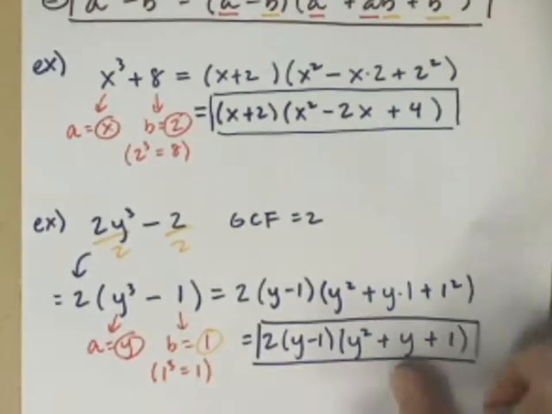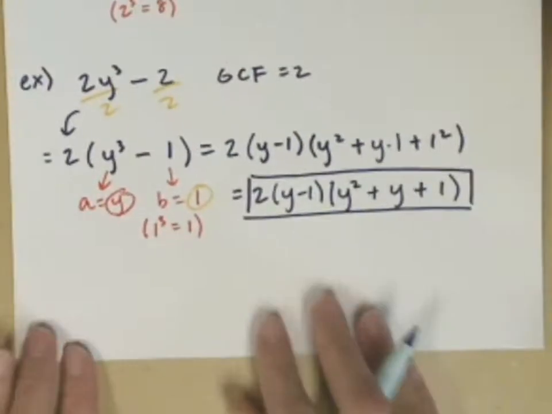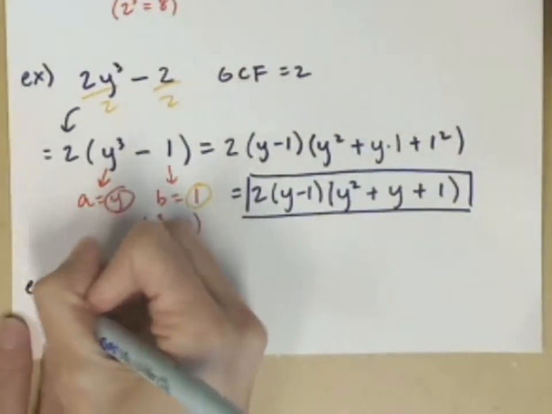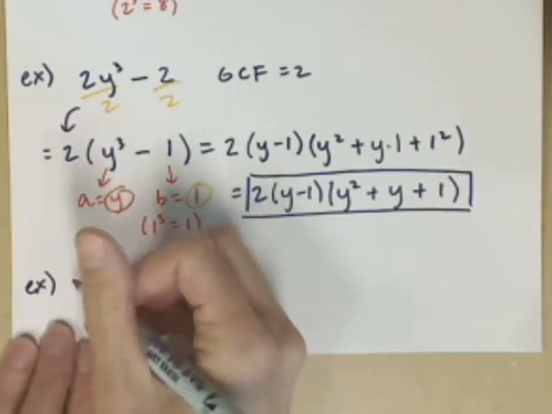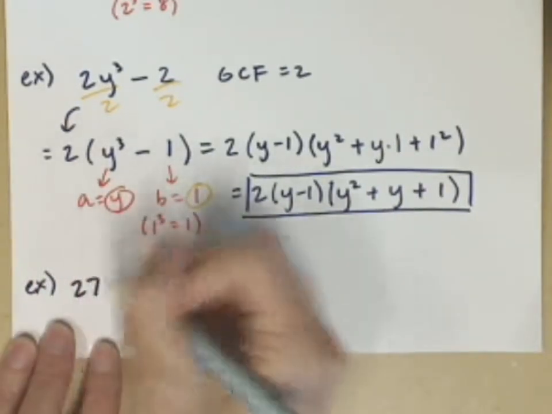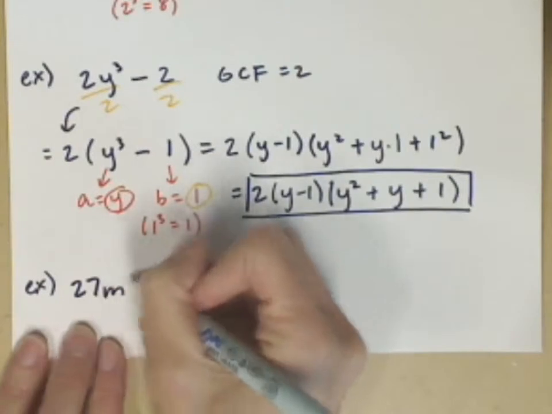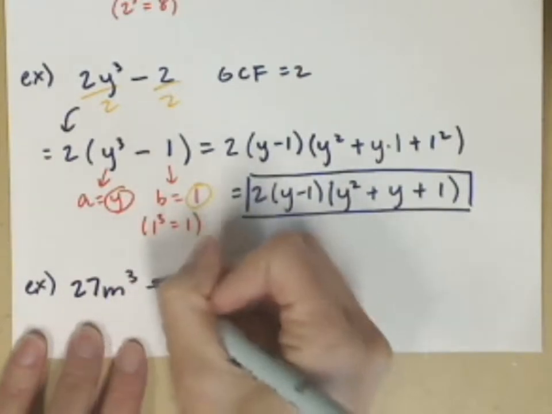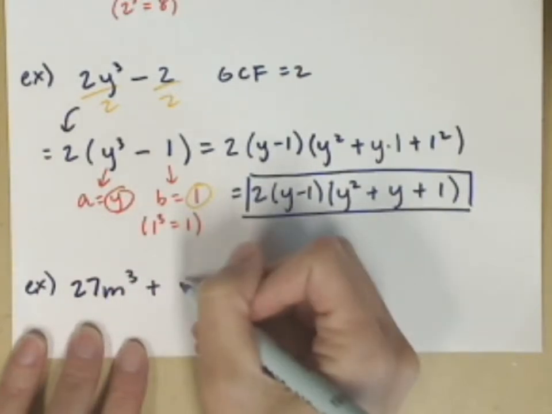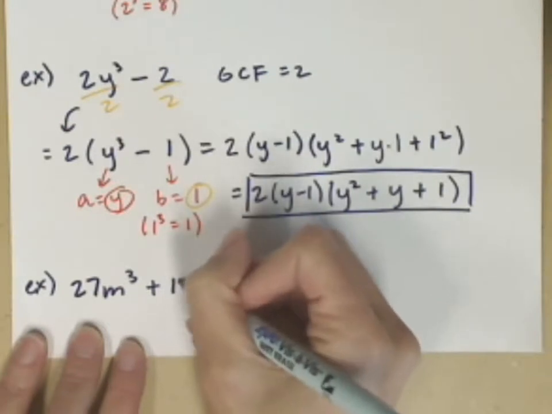Let's do a third example. For the third example, let's look at 27m cubed plus 125.